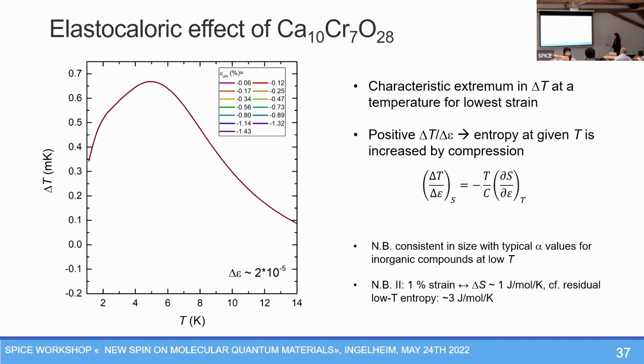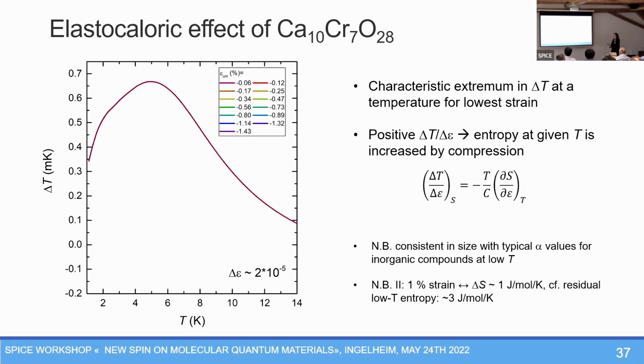The second side remark I wanted to make is to give you an idea of how much entropy is quantitatively shifted with such a signal. This signal implies that with 1% strain, we change the entropy by around 1 joule per mole Kelvin. If you compare that with the residual entropy that was reported at low temperatures, this is of the order of 3 joule per mole Kelvin. Now, this data by itself, I could measure thermal expansion, I could measure specific heat. Out of two separate measurements, I would be supposed to get exactly the same data.